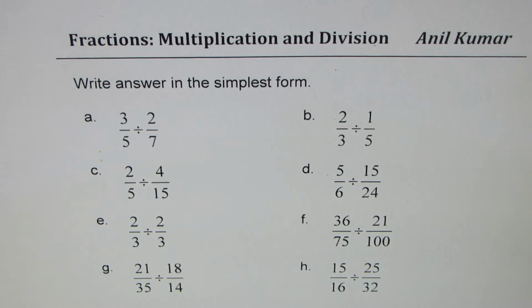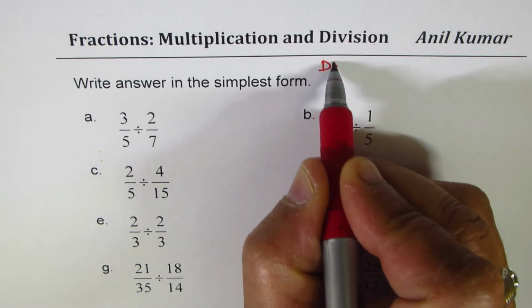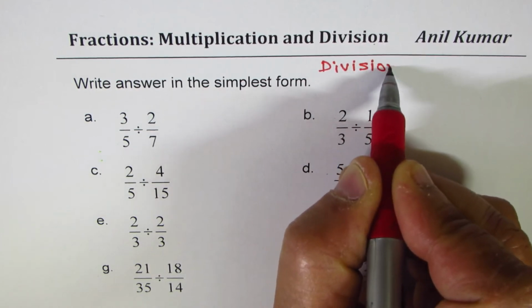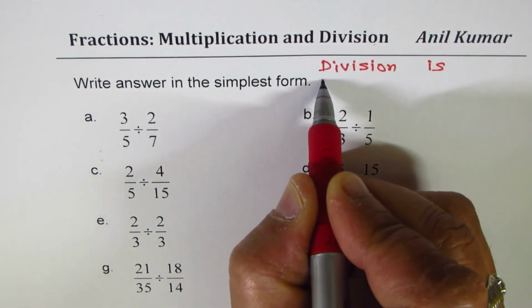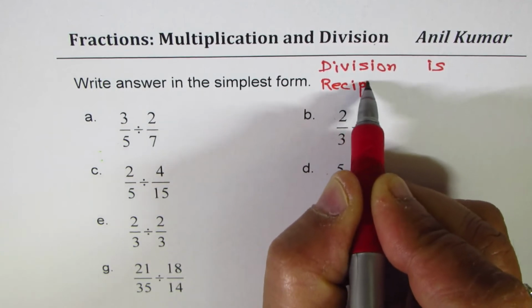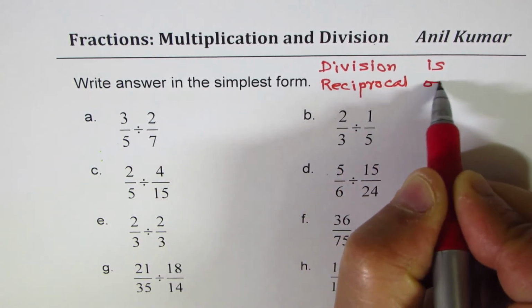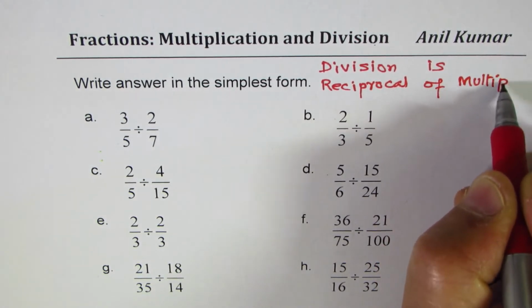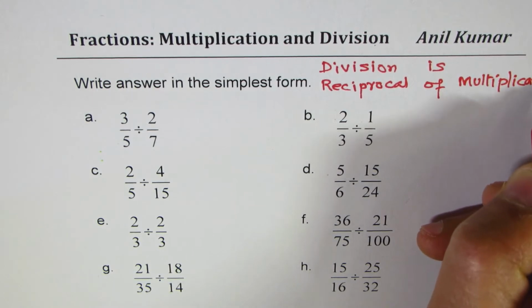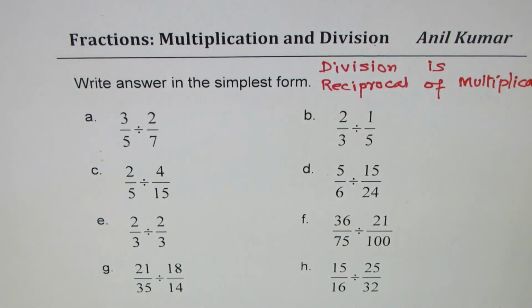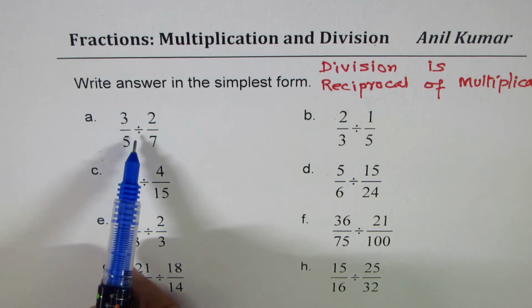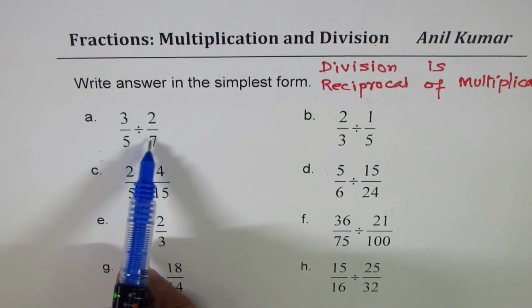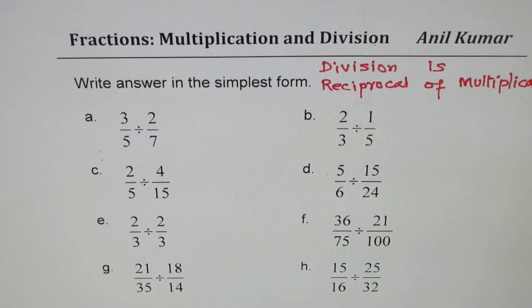Now, let's understand what is division. Division is the reciprocal of multiplication. So we can write division is reciprocal of multiplication. What does that mean? It really means that if I'm saying divide by 2 over 7, it should be multiplied by 7 over 2. Correct?